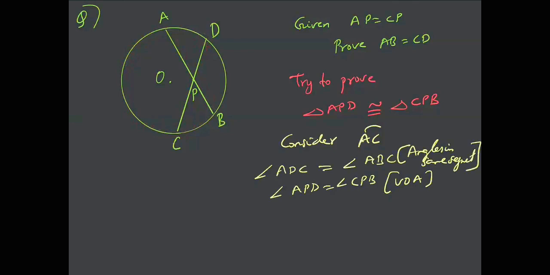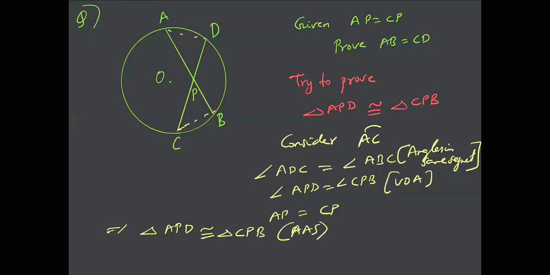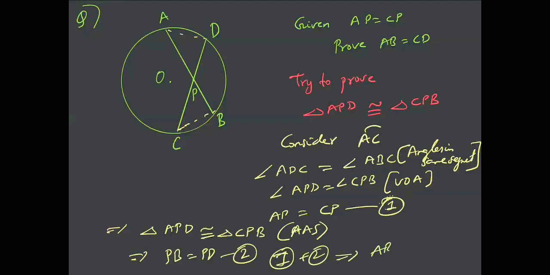Okay. So also AP is equal to CP, right? This is given. So this implies that these two triangles are congruent. Triangle APD is congruent to triangle CPB by AAS axiom. Okay, so this implies that PB is equal to PD, right? So if you just add these two equations, that is AP is equal to CP and PB is equal to PD, simply you will get AB is equal to CD. Okay.